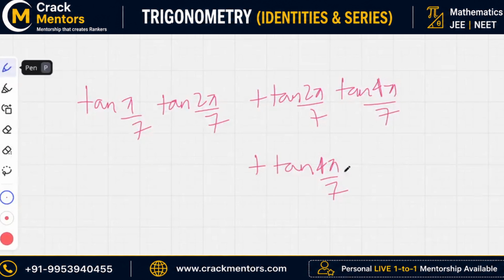What do you think should come here after 4 pi by 7? Tan of what? Nothing. Solve this, please.